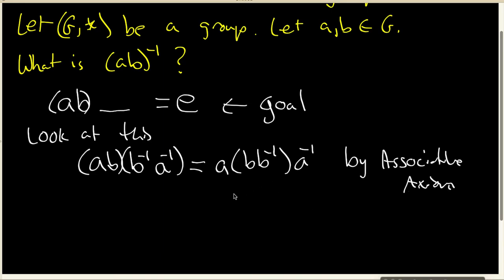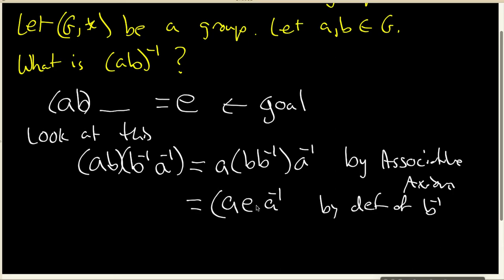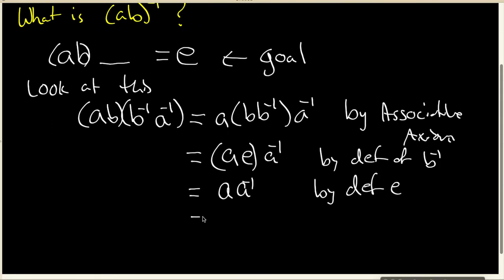Of course, what's sitting in here is a nice big fat E, and I know that by the definition of B inverse. Inverses are two-sided, not that it matters here, but B times B inverse is known to be the group identity. And of course, if I reassociate this way, I know that A times E is just A, so I'm now looking at A times A inverse. That step is by the definition of the group identity element. Of course, what is A times A inverse? That's just E again, and that's again by the definition of A inverse.